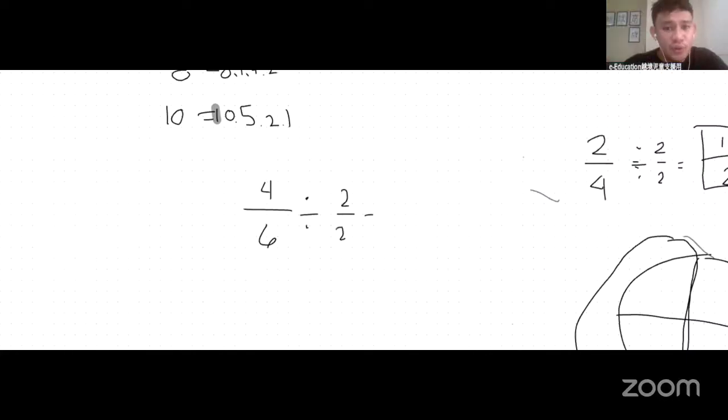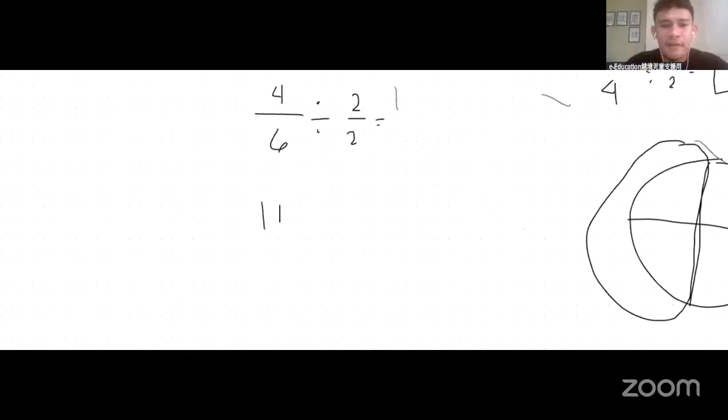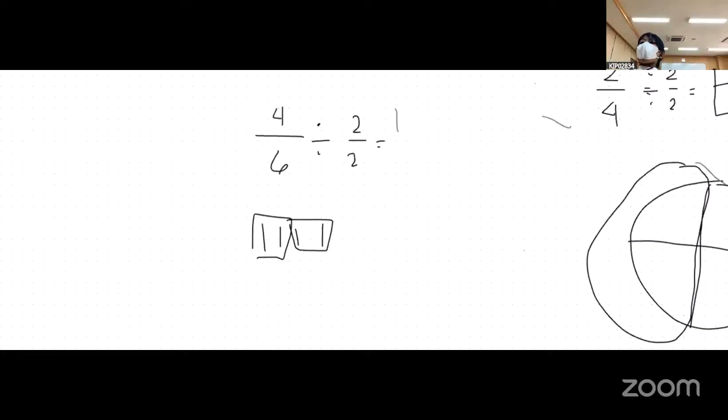Now, 4 divided by 2, how much is that, Aaron? Let's visualize it again. We have 1, 2, 3, 4. We divide it into 2 sets. So how many sets do we have? We have 2, right? So 4 divided by 2 is just 2.